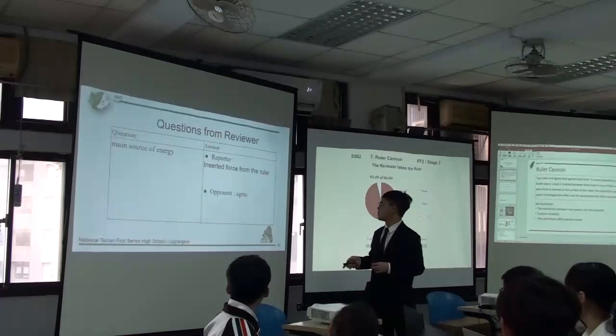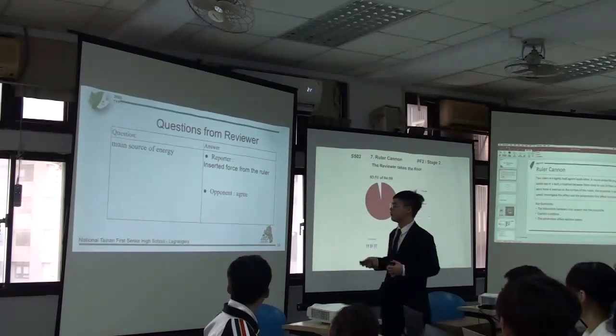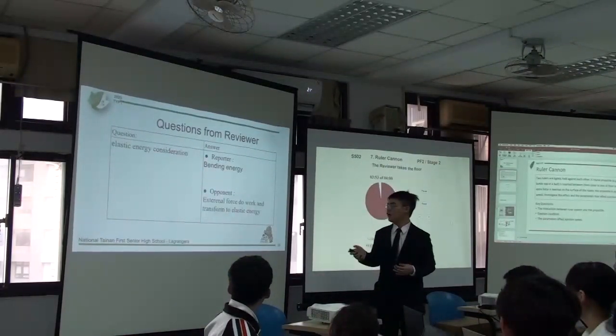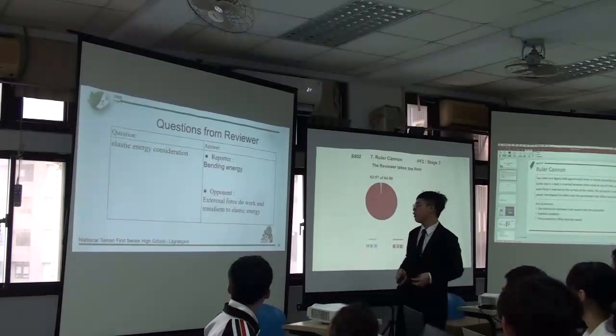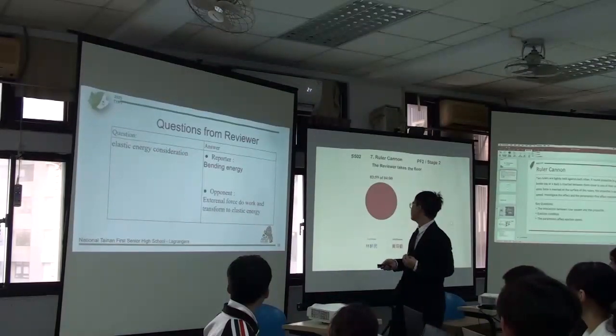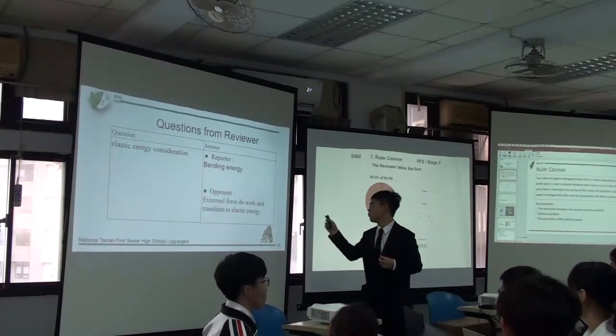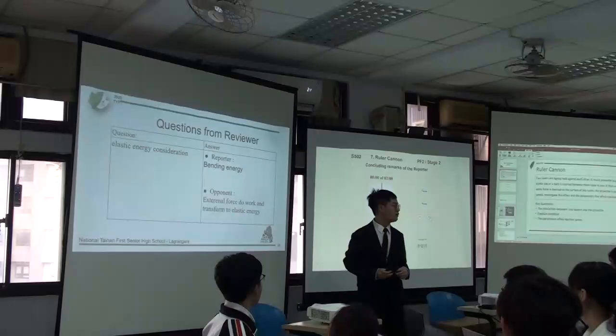And the main source of energy, they think, is the inserted force from the ruler, and the opponent agrees. However, they convert it into elastic energy, which I suspect calculates the same energy twice. Then the reporter says bending energy, and the opponent says the external force does work to transform into elastic energy. Thank you.